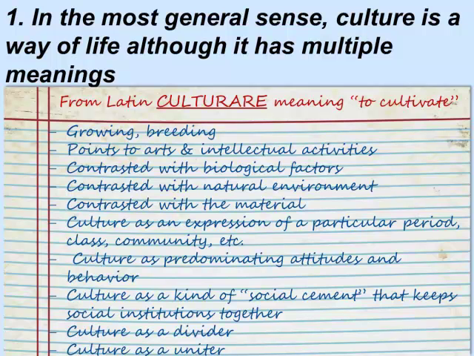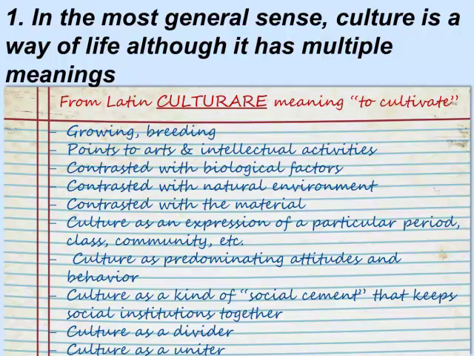Culture is a kind of social cement that keeps social institutions together. Remember how Karl Marx said that economic system is the base of every society, whereas culture is part of the superstructure. Well, this is the opposite view. Culture is the base of every society. Culture determines how our political, economic, family, educational, and other institutions function.